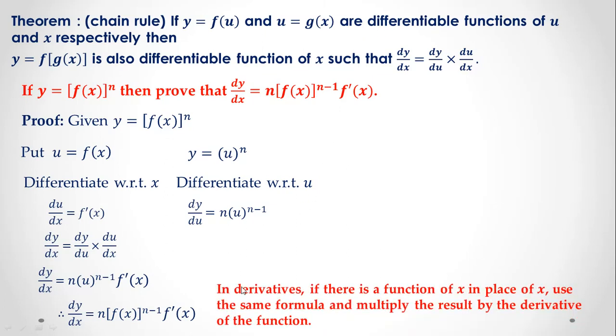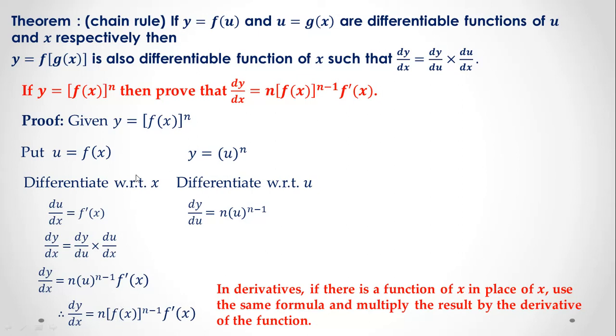Now take note that in derivatives, if there is a function of x in place of x, see here, the original standard function is y is equal to x raised to n. Now in place of x there is a function of x. So if there is an f of x in place of x, use the same formula and multiply the result by the derivative of the function. Here the original derivative of x raised to n is what? n into x raised to n minus 1.